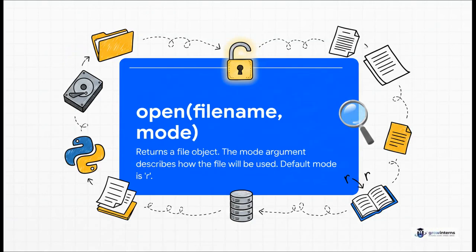The absolute key to this whole process is a built-in Python function called open. It's pretty simple. It just needs the file name you want to work with and a mode that tells Python what you plan to do. Right now, we're just reading, so we'll use r, which is actually the default anyway. This function hands us back a special file object, which is basically our remote control for that file.